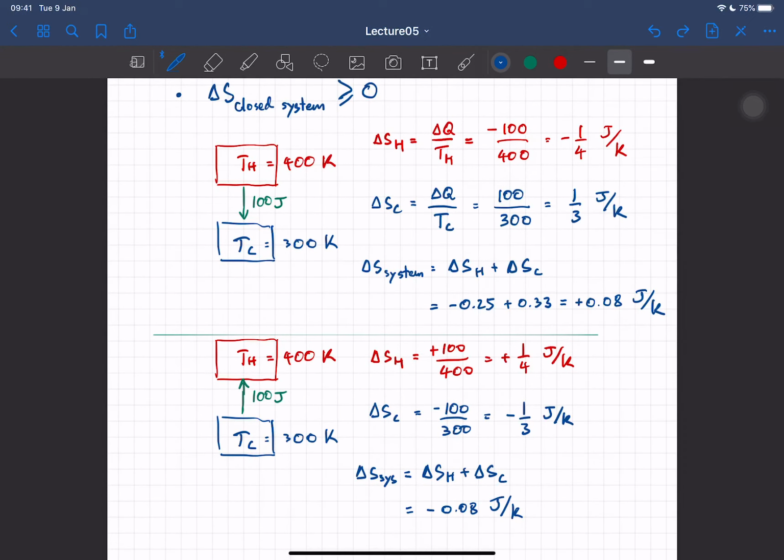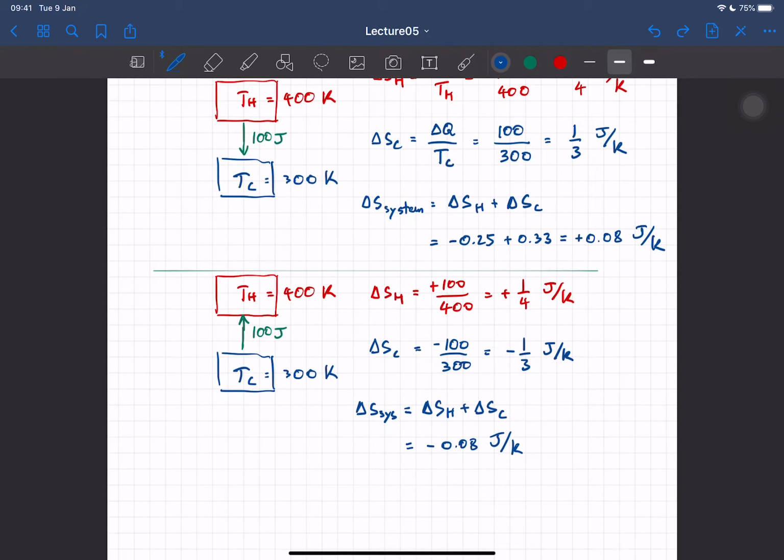Well, in this calculation, I'm talking about two cases. So the top one, we assume that heat flow from hot to cold, which is what we expect. And I'm showing that if this is the situation that we are talking about, then the entropy change of the system is positive, which is fine. But what if we allow heat to flow from cold to hot like this? You're going to see that the change of the entropy is negative, which is in violation of the second law. And that's why it doesn't happen in real life.